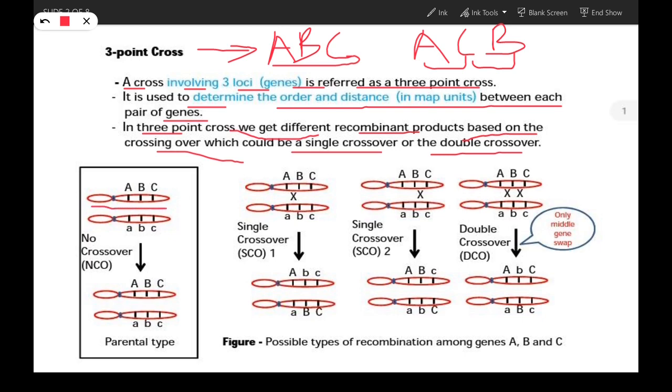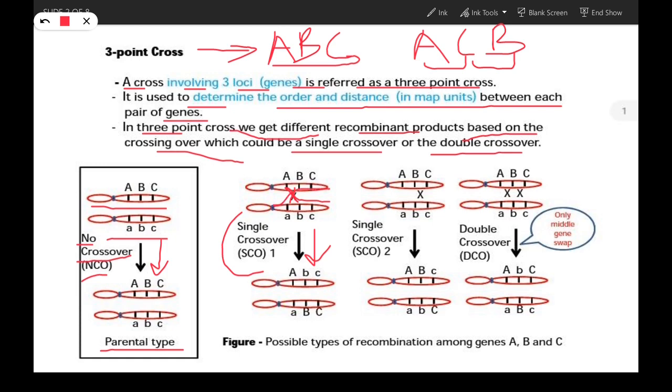There is one chromosome with A, B, C in capital, and there are small a, small b, small c, 3 recessive alleles, on the other chromosome. If no crossing over takes place, NCO, then the parental type is formed. Now let's see a single crossover between A and B. If a single crossover occurs between the A and B genes, between the 2 chromosomes, what we see is capital A, small b, small c. It started from there, took this one, and this took this one.